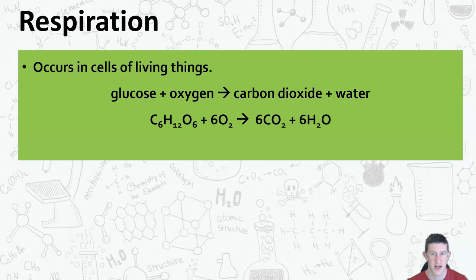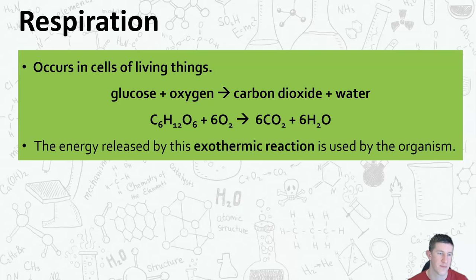us the respiration equation. So as long as you can remember that we have glucose and oxygen goes to carbon dioxide plus water, you should be given that, or at least given glucose, because that's a complex structure, and then it would just be a case of balancing everything out by slapping all these sixes in front. The energy released by this is exothermic.